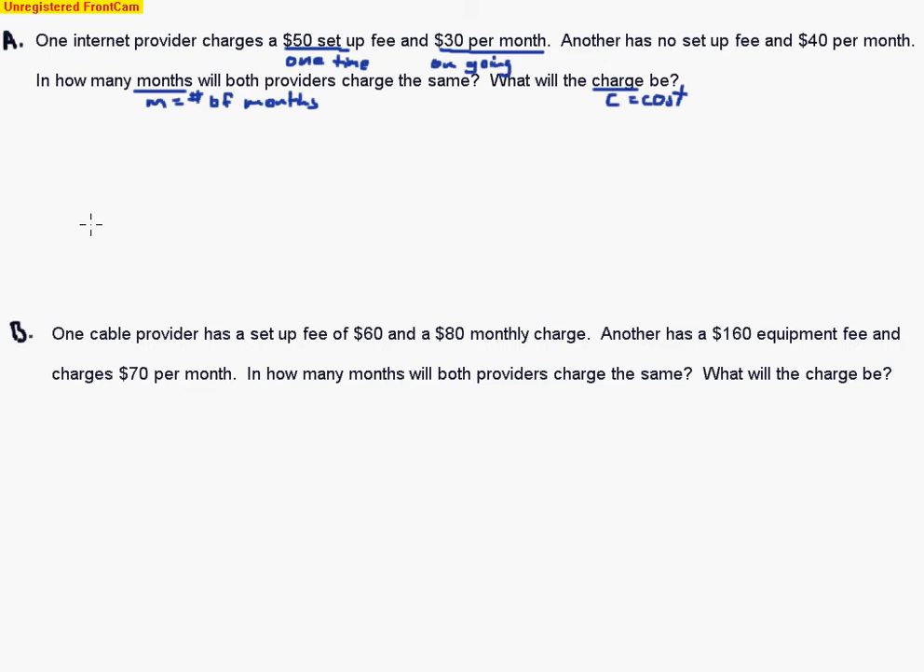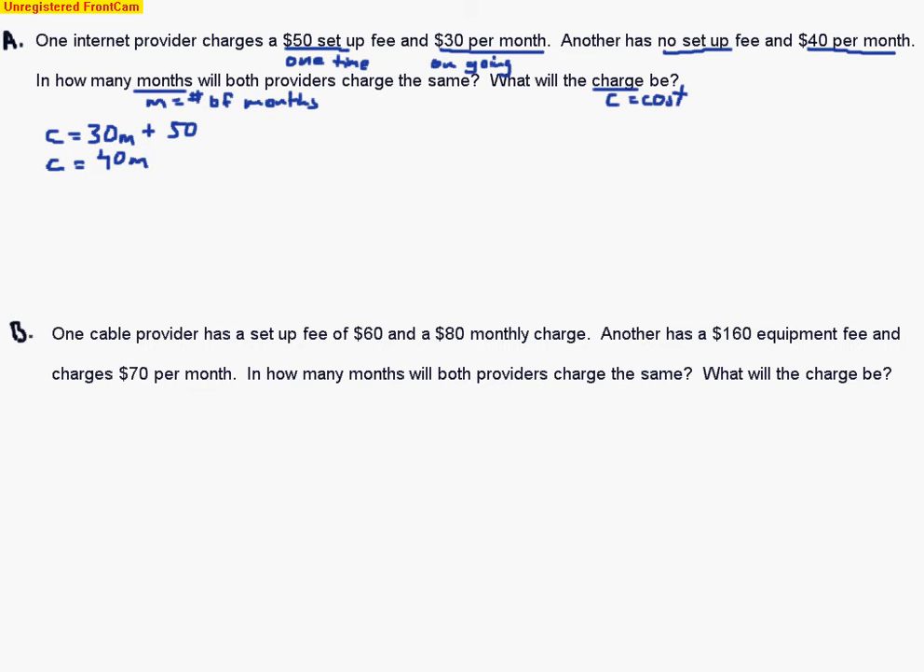Let's go ahead and write one that matches that. We've got C, the cost, equals $50 setup fee, $30 per month. So we have $30 every month, because that's the number of months. We don't know how many months, so that's why I put M, plus the one-time setup fee. C equals 30M plus 50. Well, this other one has no setup fee, no initial cost, but they are charging an ongoing amount, $40 per month. So their cost is $40 every month, and there's no initial fee, so nothing needed to put there.